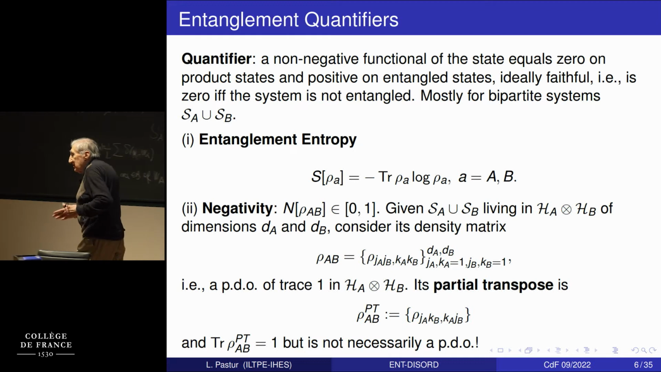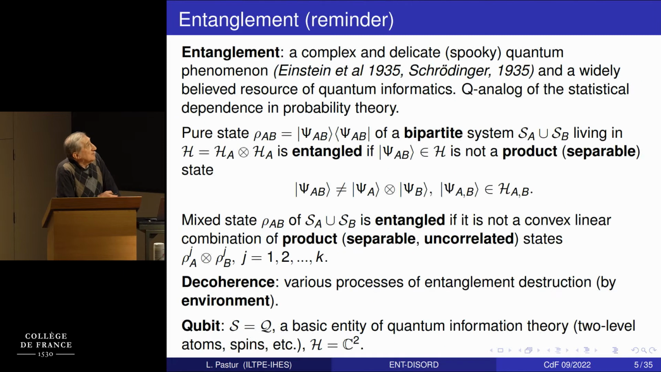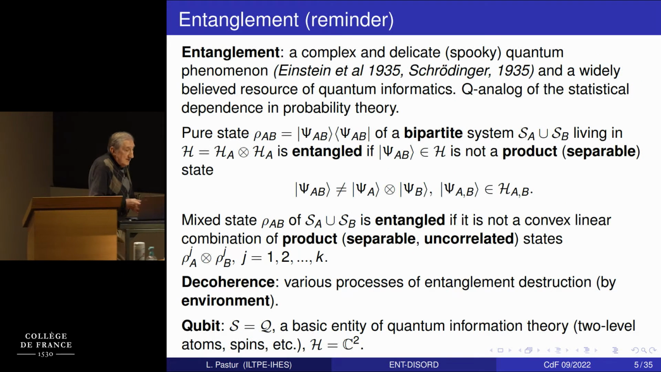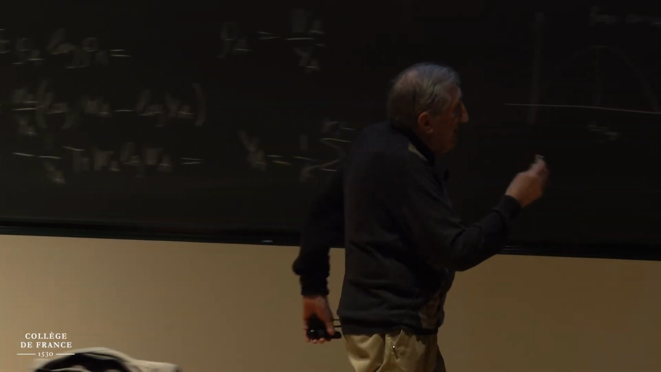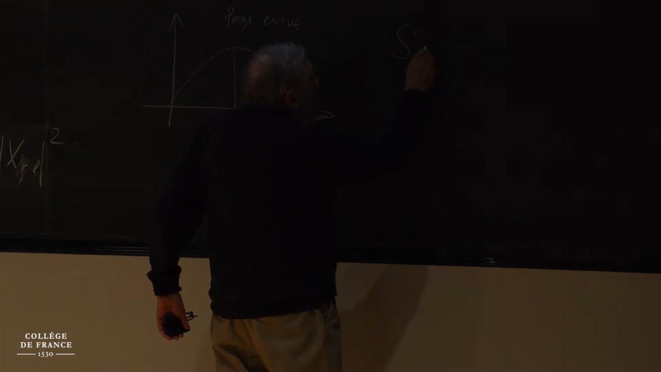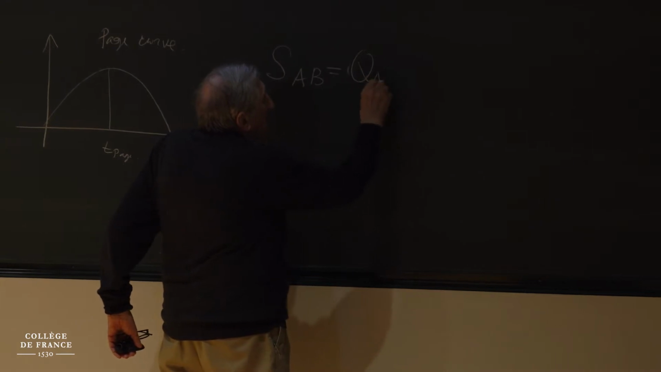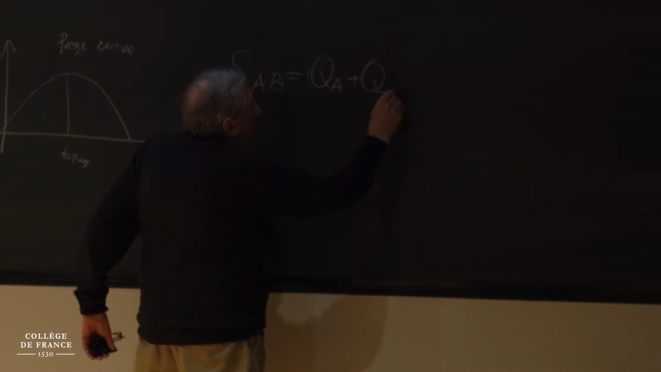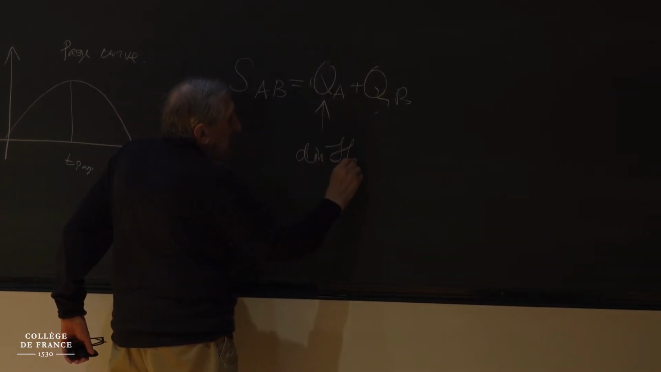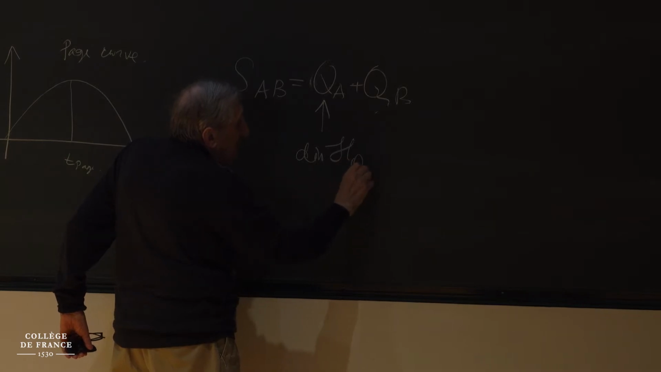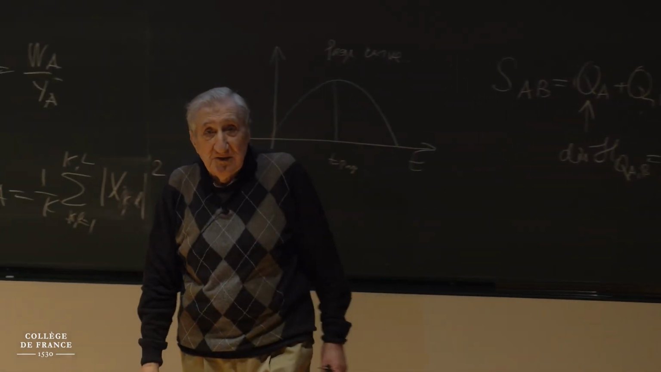Now I would like to consider the elementary problem. We have just two qubits. Our bipartite system is two qubits, QA plus QB. Let me remind you that each qubit is just the simplest possible quantum system, 2 by 2.